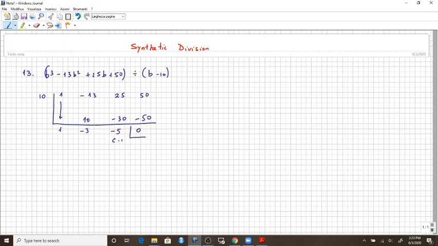So this is the constant term. This is the b. This is the b squared. So from here we get 1b squared minus 3b minus 5. Let's go to number 14.